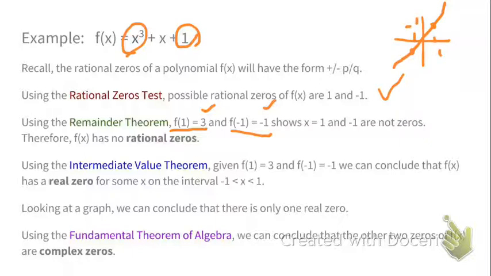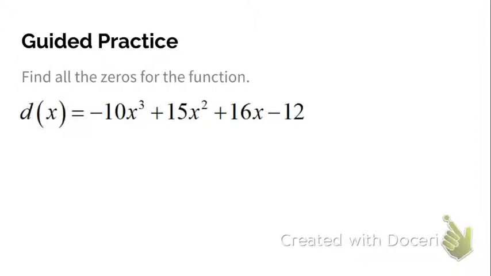If you look at a graph, you can see that there's exactly one real zero. And if you understand that this function is always increasing, then you also know that there's only one real zero. So that means, using the fundamental theorem of algebra, there have to be 2 complex zeros, because there has to be 3 total, and if one is real, the other 2 have to be complex. Alright, so find all the zeros of this function.